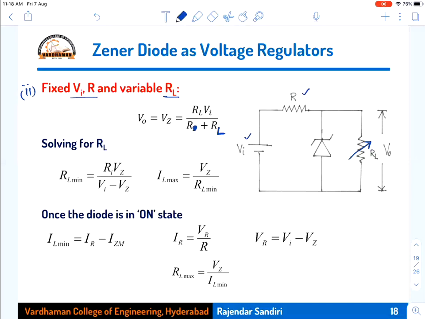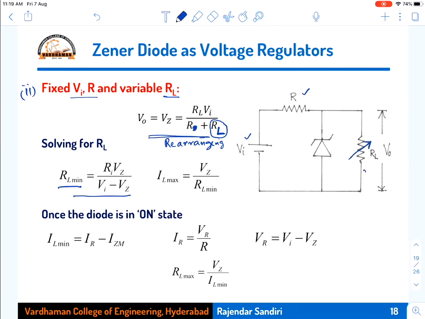Then next one. What we have to calculate now? RL you have to calculate, right? Just rearrange this same equation, rearranging to calculate RL minimum. So you have to write this entire equation in terms of RL. You just cross multiply this: R plus RL into Vz is equal to RL into Vi. Then you take RL only, then RL minimum is equal to R into Vz by Vi minus Vz. So this is RL minimum.